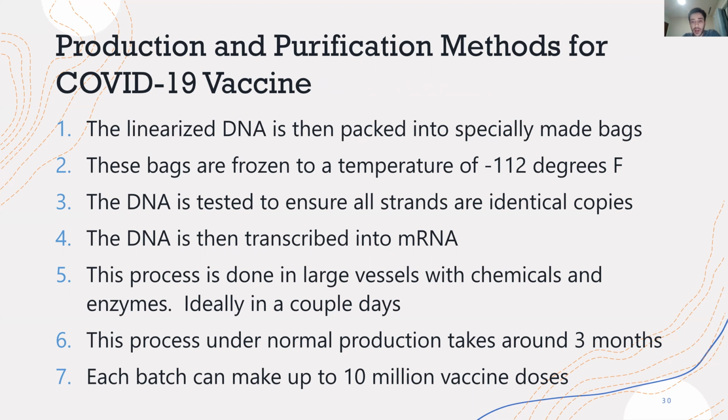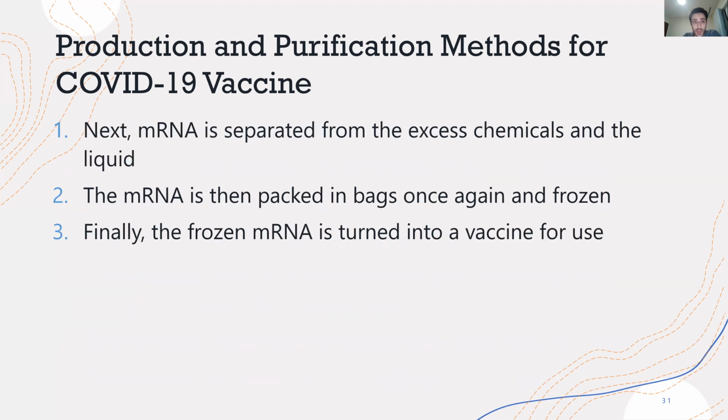First of all, the mRNA is produced in large vessels with chemicals and enzymes, and it takes a couple of days. This process usually takes 3 months, but it can be lowered, and each batch can make up to 10 million vaccine doses. Then the mRNA is separated from the excess chemicals and the liquids. The mRNA is then packed in bags once again and frozen. And then finally, once we have the frozen mRNA, we can turn that into a vaccine for use for people.